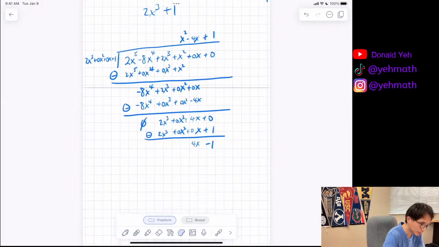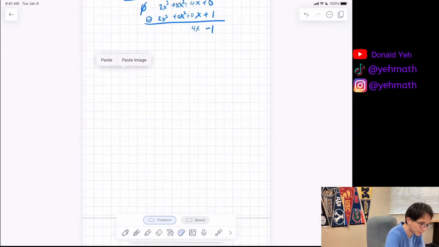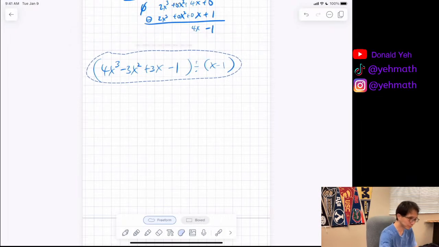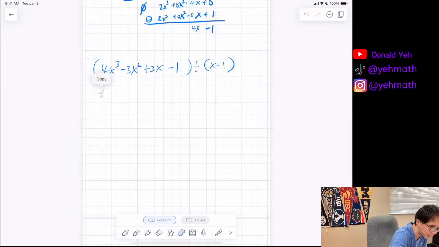Copy. Paste. So same question like this. I'm gonna use a standard division. Now, when can you use standard division? So, what is standard division?